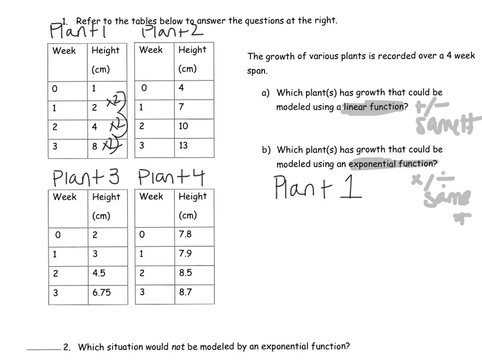Now, plant 2, we have 4, 7, 10, 13. Am I adding by a certain number? Yep, I'm adding by 3 each time. So that means this is linear. So plant 2 is linear.